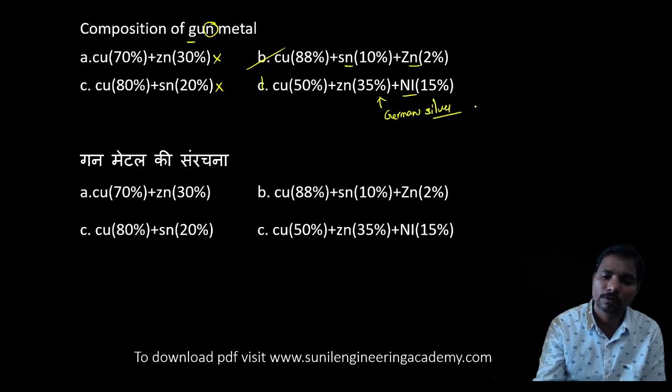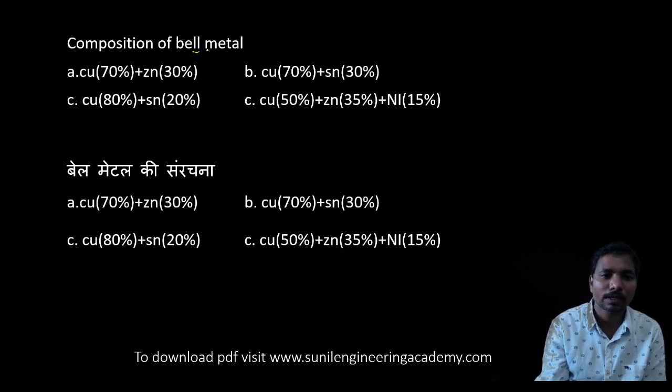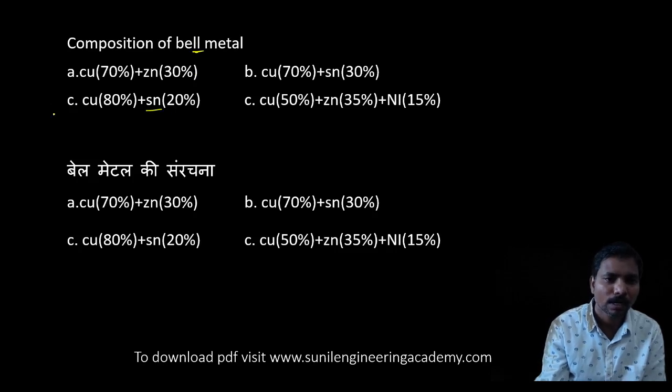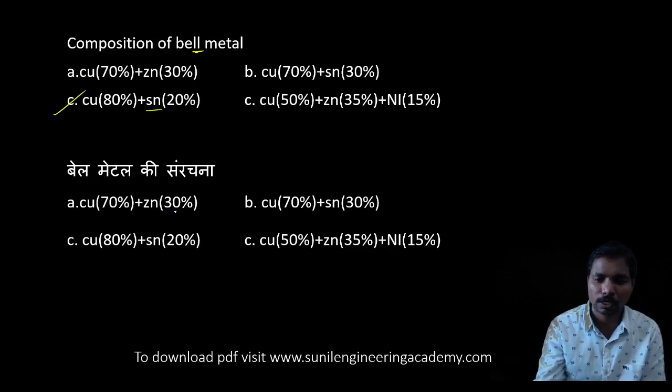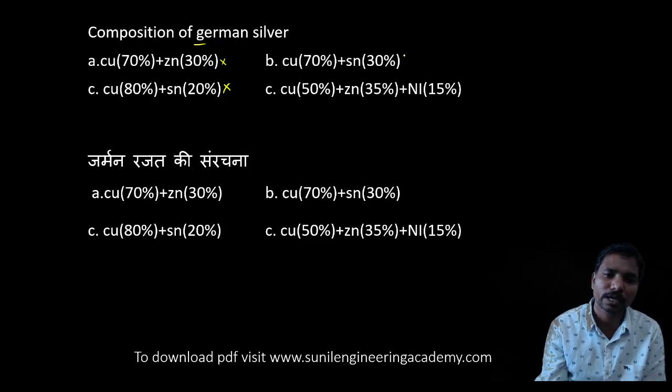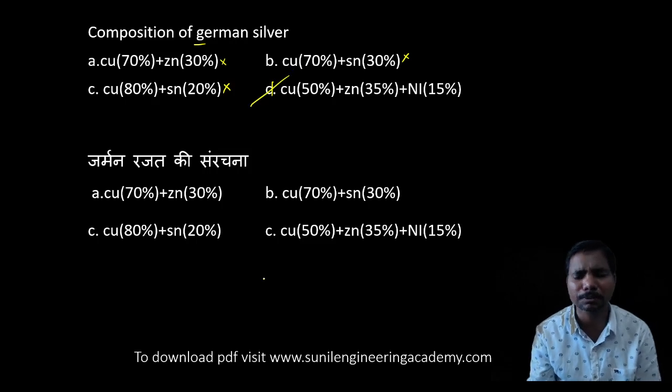So bell metal, 2 L's are there, 20% tin is there, 20% Sn. Answer is option C. German silver starts with G. We have to eliminate the 2 element options. I have eliminated all these 2 element options. Only one option is there, so directly go with that option.